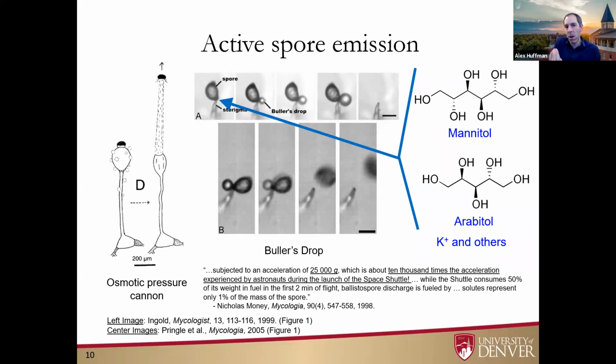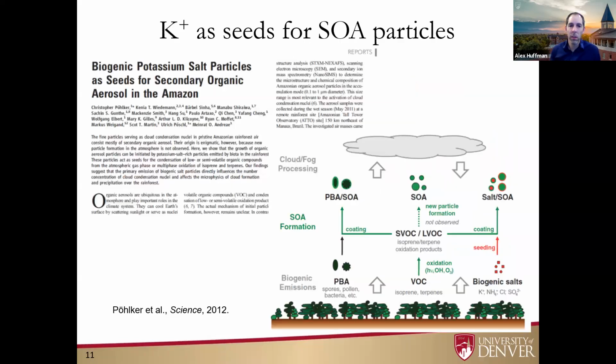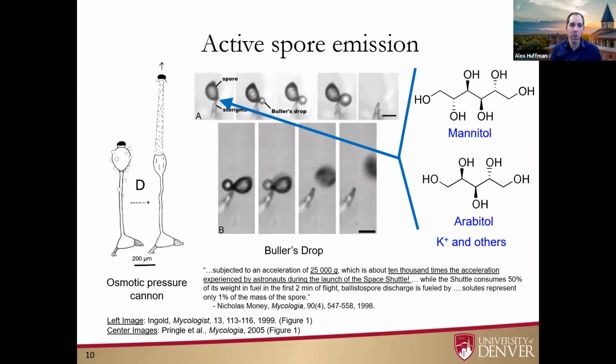And these are hygroscopic, so in a relatively humid environment, water condenses onto that little dot. And so as the sequence proceeds to the right, you can see Buller's drop form, and the water droplet gets bigger and bigger. As it goes to the right, the water droplet gets so big that the geometry is such that it can't stay there anymore, and it kicks the spore off, and it fires off at fast velocity.